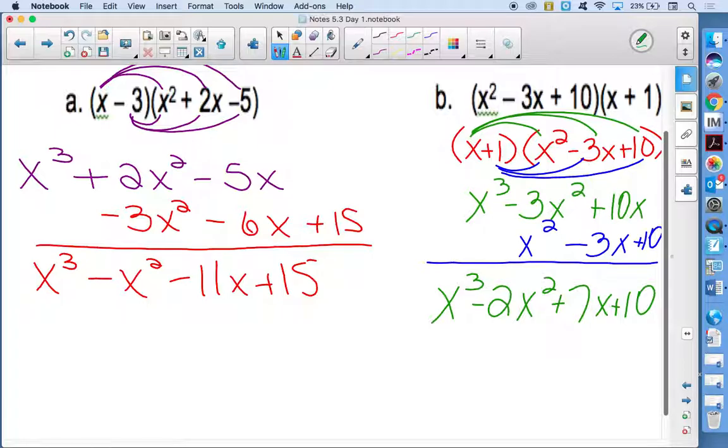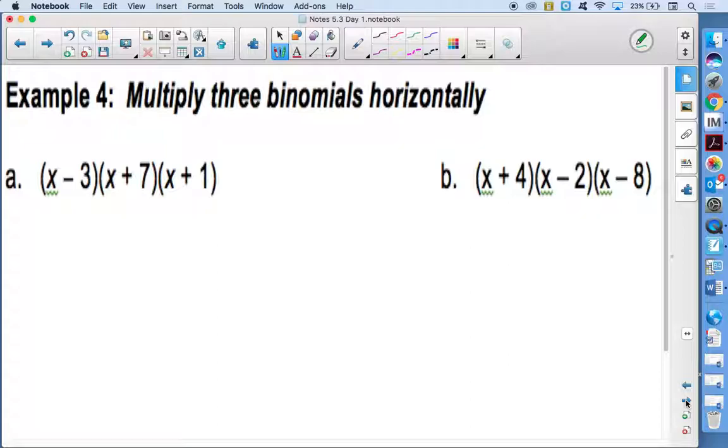So the last type of problem is multiplying 3 binomials together. Instead of just doing the 2, we now have x minus 3, x plus 7, x plus 1. Again, you can multiply any 2 together at the same time, but you can't actually do 3 at the same time. So you have to pick 2 that you want to multiply or FOIL, and then you take that product and FOIL a second time or multiply a second time.